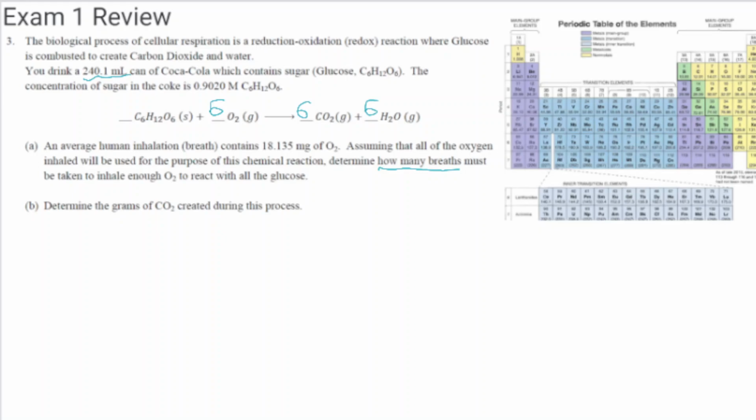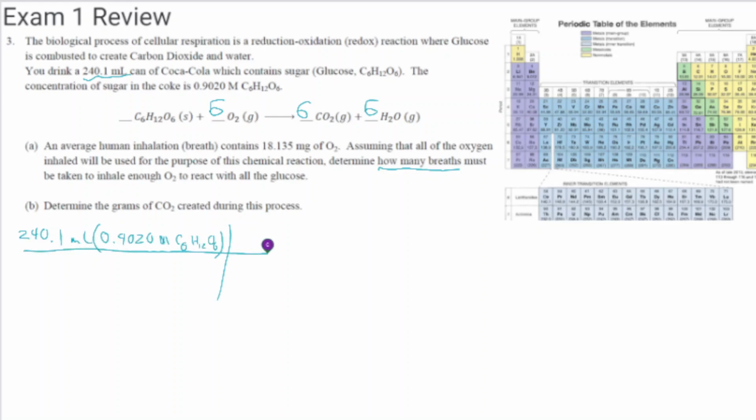And so I'm going to write down 240.1 milliliters of our solution. So if you want, you could just write Coke or solution 1. I'm going to go ahead and write down the concentration because that's what I'm used to doing. 0.9020 molar, and then this is glucose, so C6H12O6.